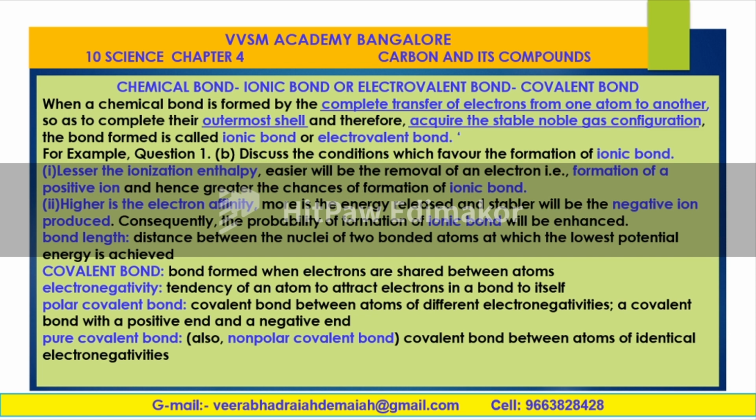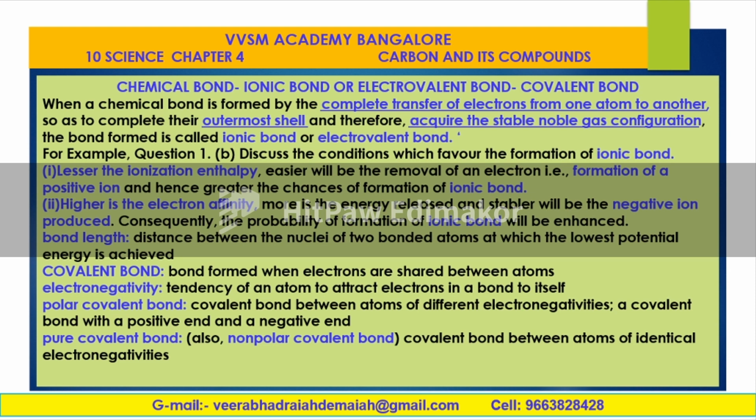A covalent bond is formed when electrons are shared between the atoms. A covalent bond is formed by the sharing of electrons. An ionic bond is formed by the complete transfer of electrons. Try to remember the concept. Transferring of electrons: ionic bond or electrovalent bond. Sharing of electrons: covalent bond.